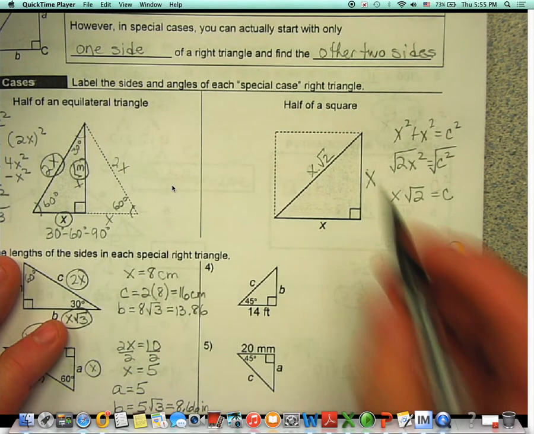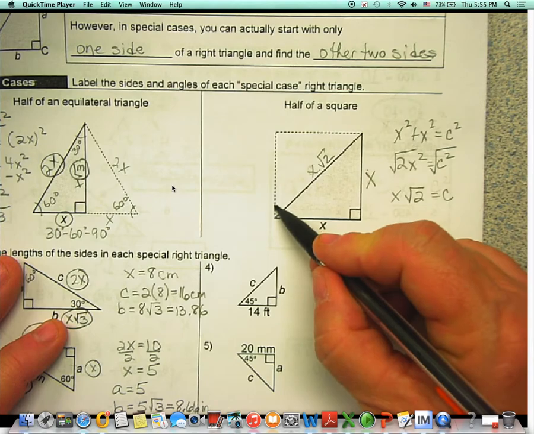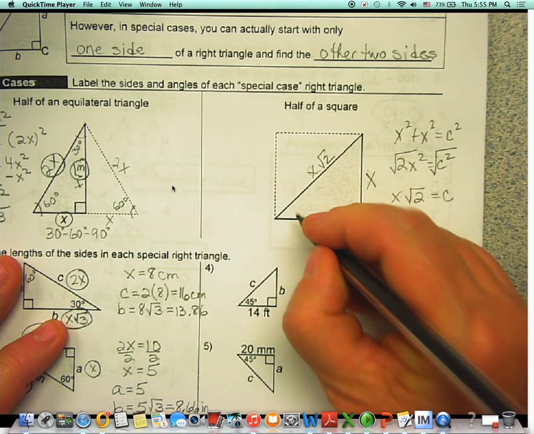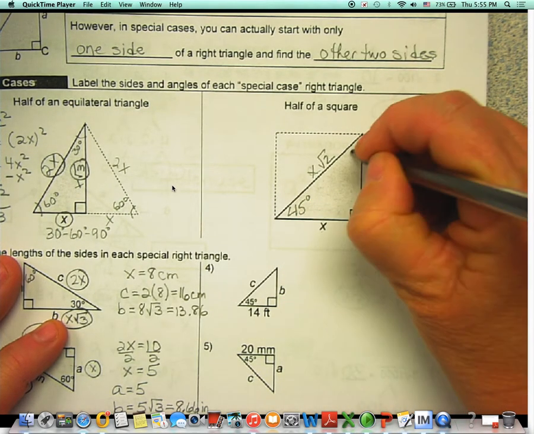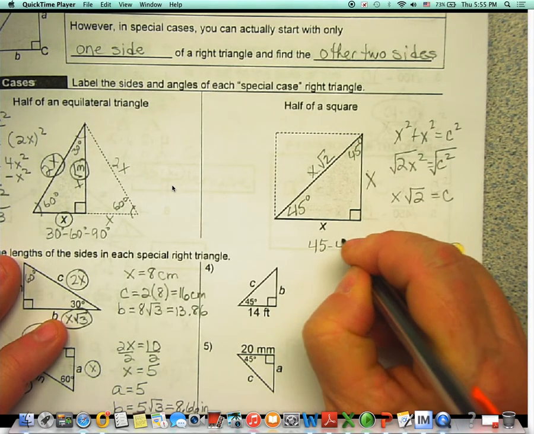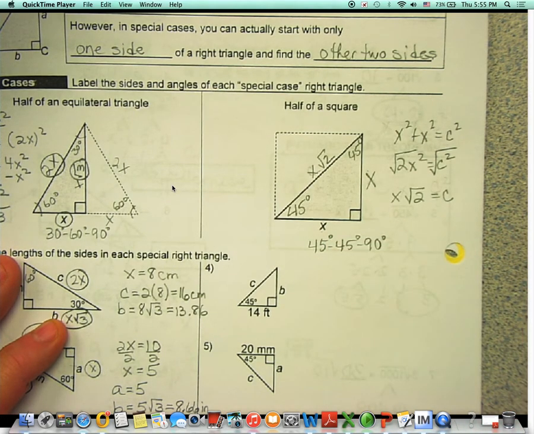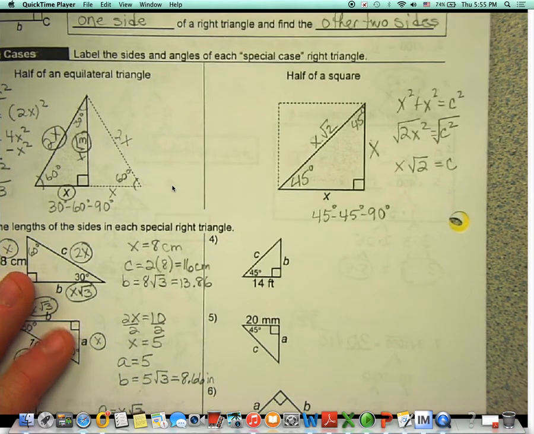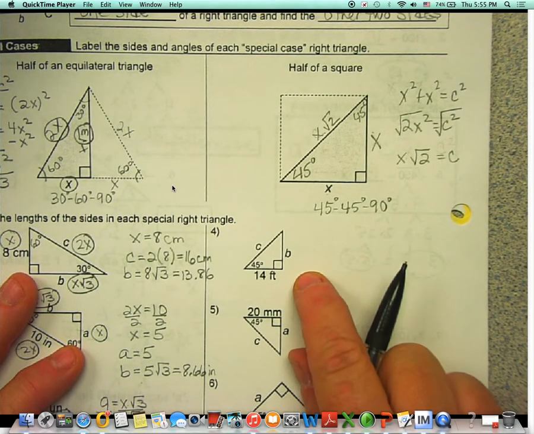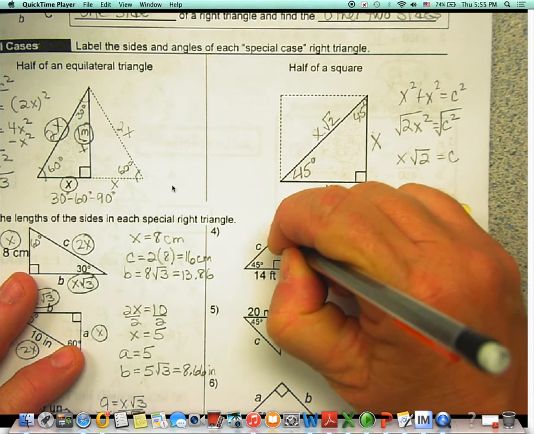Okay, so these angles right here are all right angles, so if you take half of that, that's a 45 and 45. So this is a 45, 45, 90 triangle. We usually just say 45, 45. All right, so on number 4, it's 45 degrees, and this is 90, so we know that this is 45 degrees.